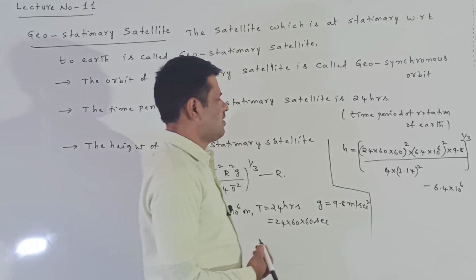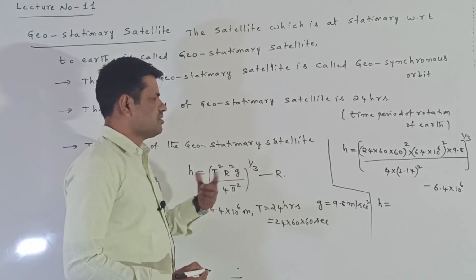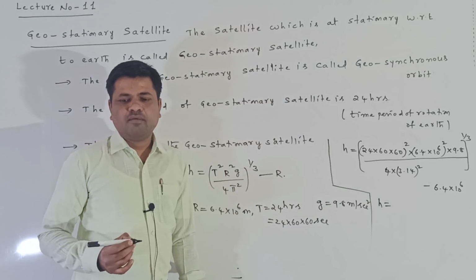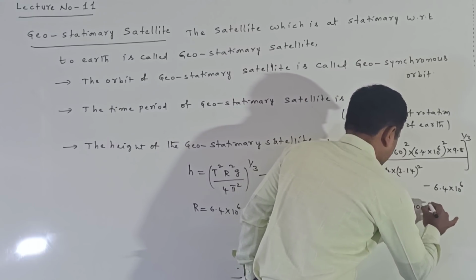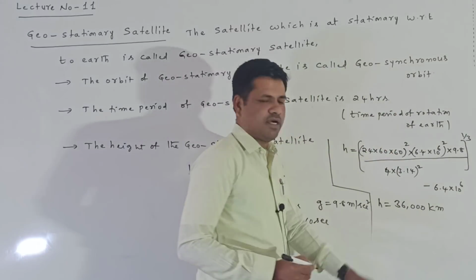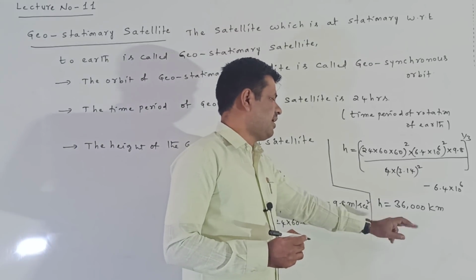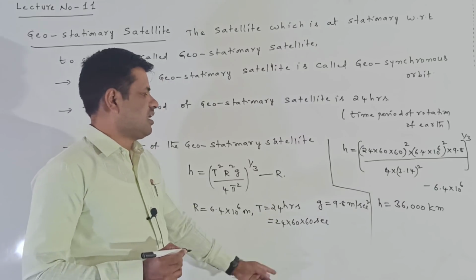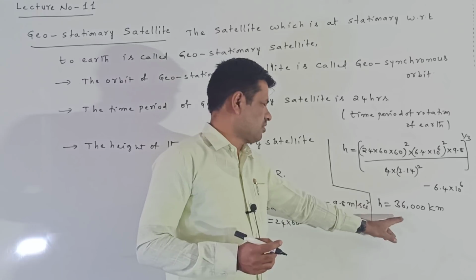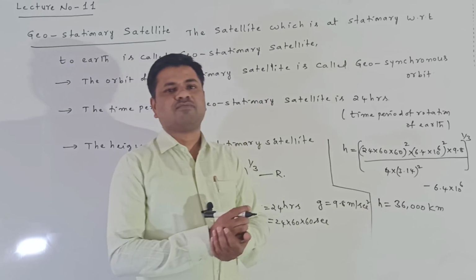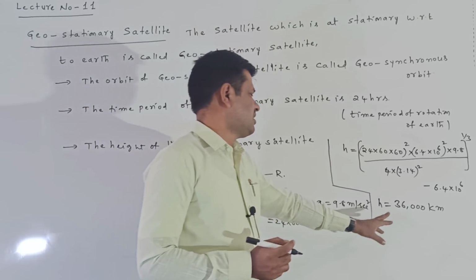When calculating and substituting all these values in this equation, we get a value of nearly 36,000 kilometers. This means the height of the geostationary satellite from the surface of the Earth is 36,000 kilometers. It's a very big value.